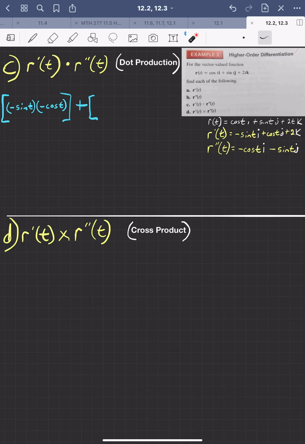It's not a vector. So hold on. So now we go to this j component times this j component. So that would be cosine of t multiplied by negative sine of t. And finally, if I can squeeze everything here, it's going to be the product of the k components. So 2 and, well, there is no k component for r double prime, so it's 2 times 0.